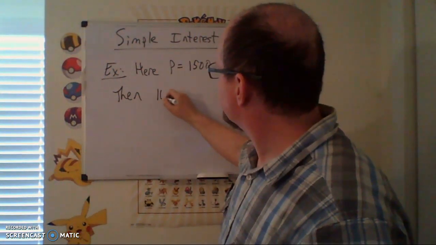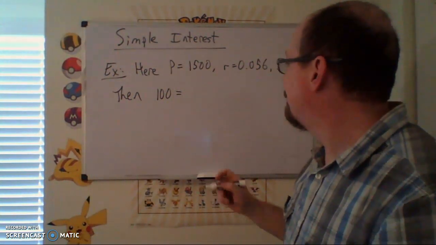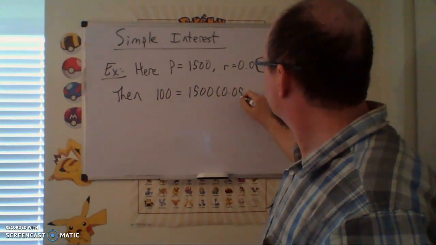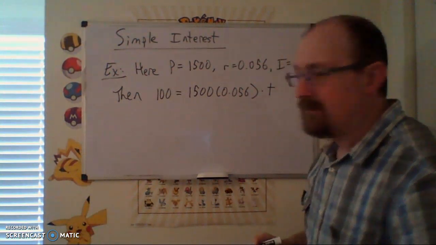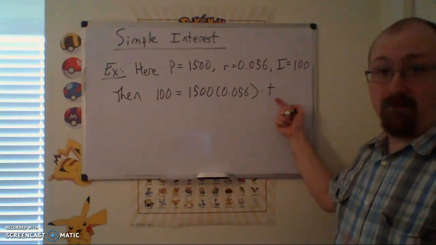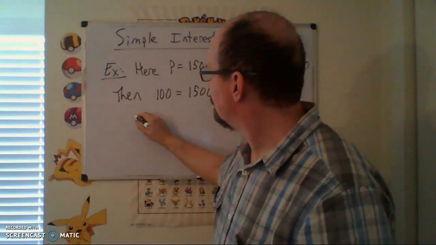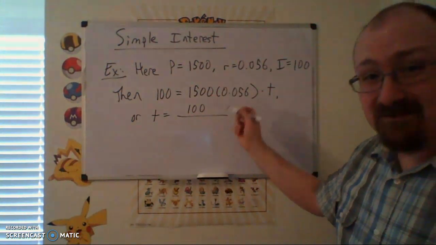So that means our interest in our formula, the I, the guy that was off by itself on the left, is 100. Principal times interest rate times T. And we want this guy by its lonesome. So divide both sides of the equation.